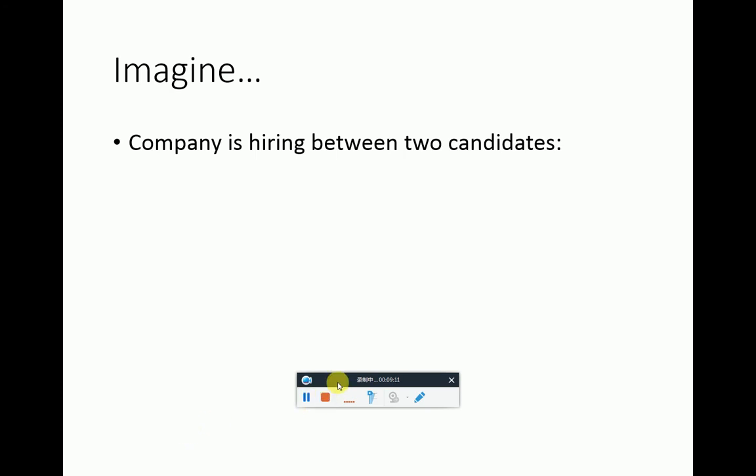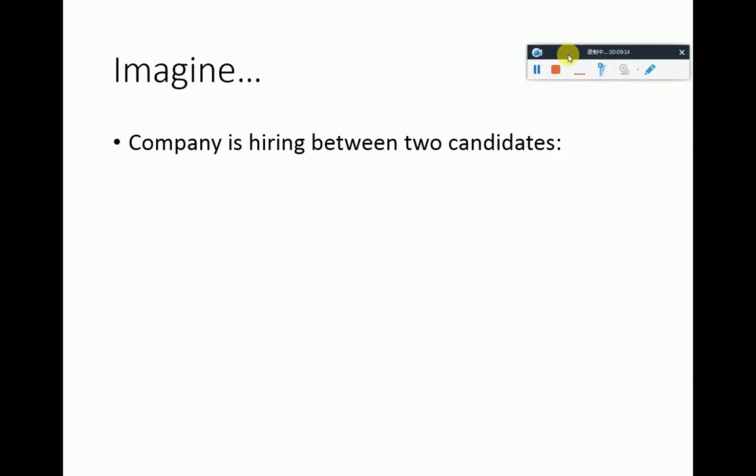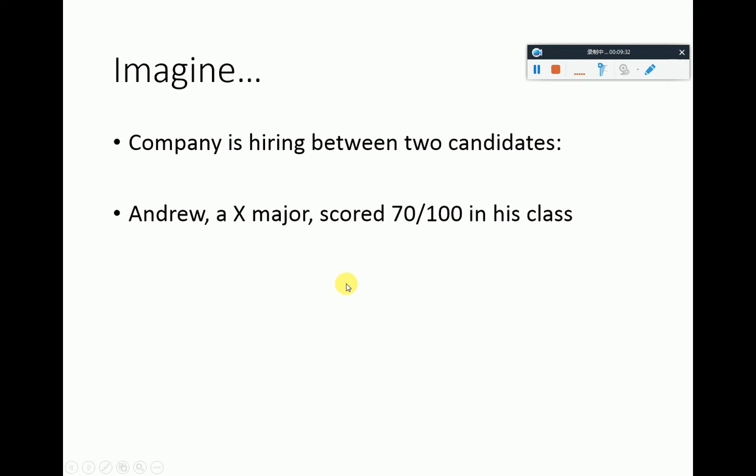Let's start today's content with a concrete example. Imagine that you are the HR managers, evaluating two candidates who applied for a job in your company. The first candidate is Andrew, and he has a particular major. It doesn't matter what it is. He has his bachelor's degree, and overall, this is his score in his class out of 100. You can imagine this as Andrew's average across all those years of undergraduate school, 70 out of 100.